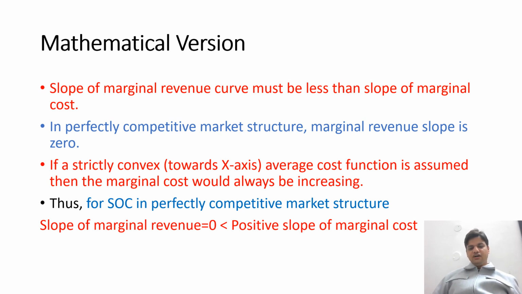So these second order as well as first order conditions are satisfied if we have this kind of cost and revenue structure in a perfectly competitive market structure.